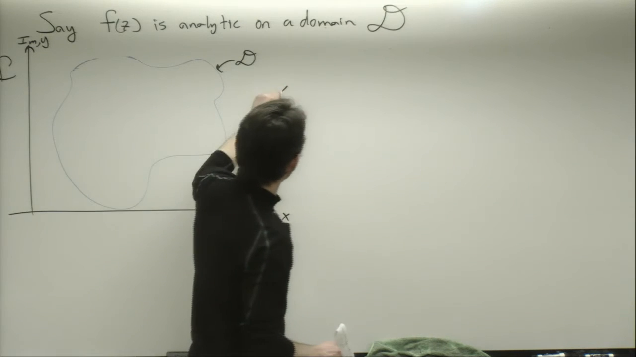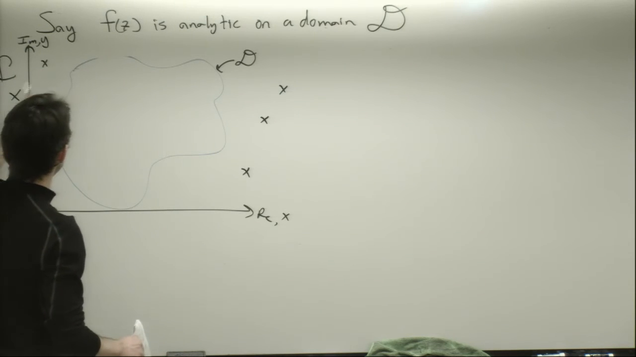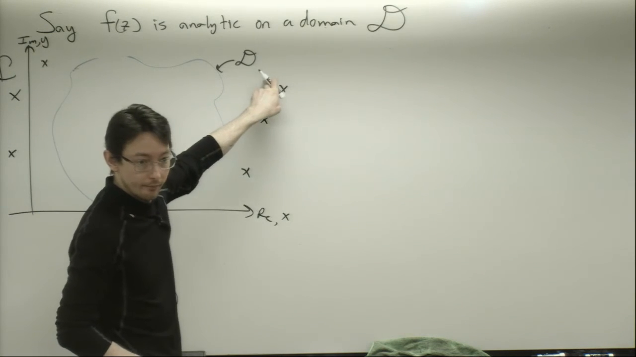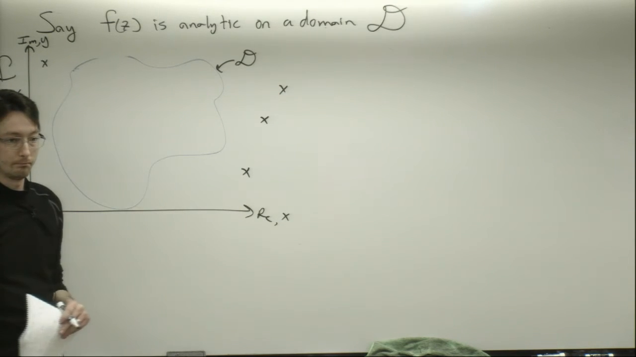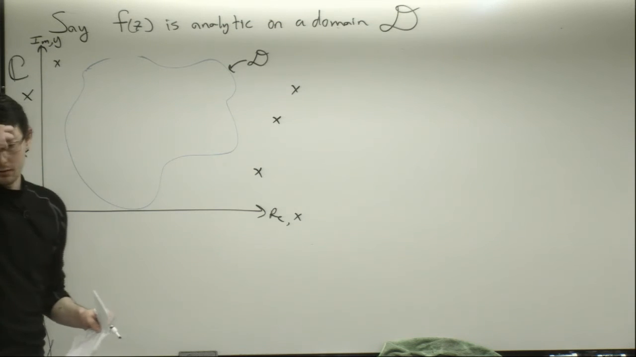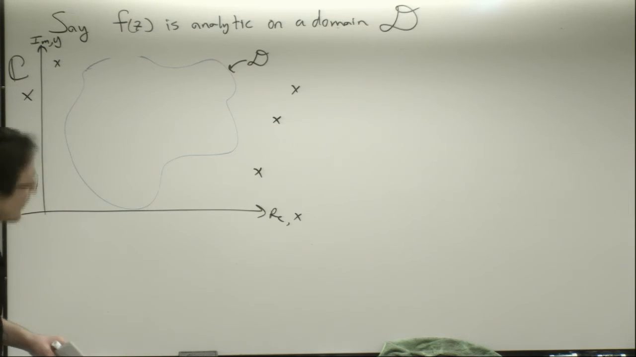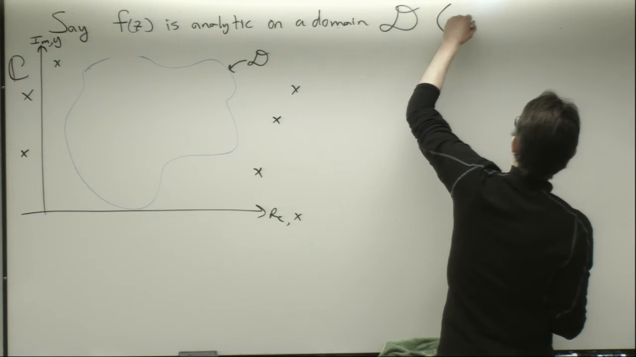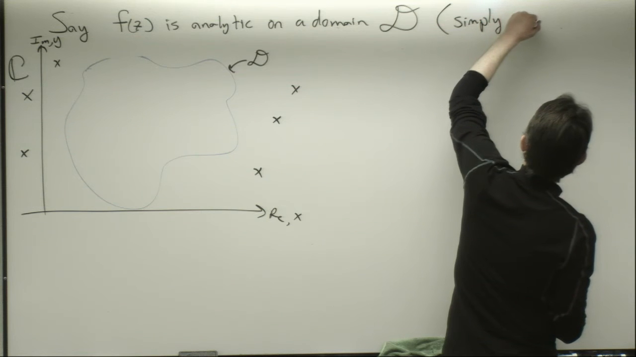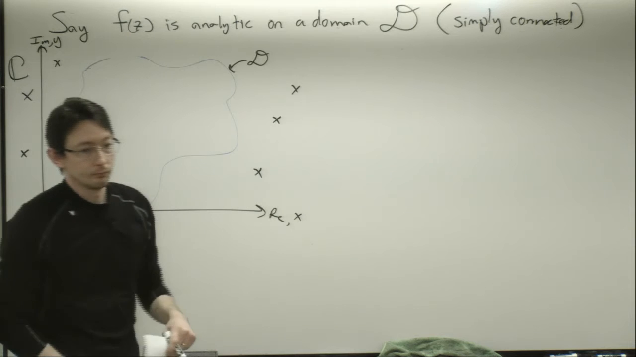And outside of this domain, I might have some really nasty stuff. I might have lots of poles and singularities. These might all be black holes. Okay? But here, my function's nice and smooth and analytic. Yeah? Is the domain simply connected or multiply connected? So for now, I'm going to say that D is a simply connected domain. And what that means is that it doesn't have any holes in it. Okay, this is a topological notion.